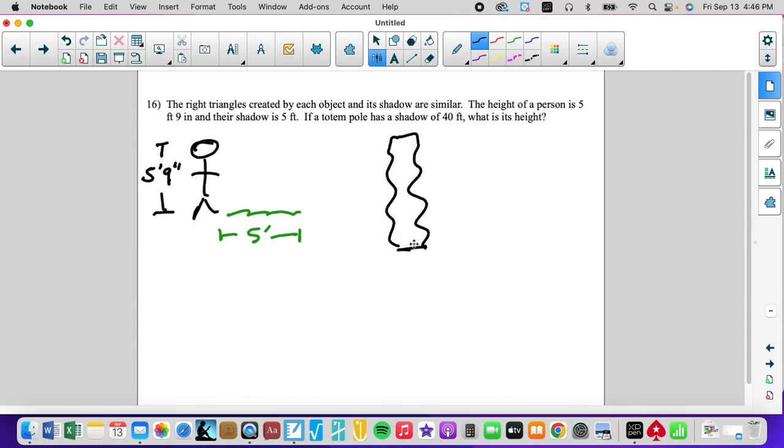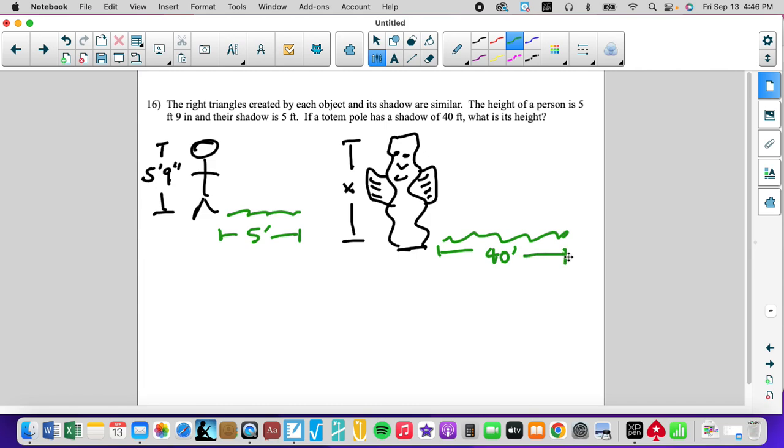So, here's my totem pole. Let's put some wings on it. Maybe a beak, maybe some eyes, maybe a nice mouth. So this totem pole, we don't know how tall it is, but we know that its shadow is 40 feet. Cool.